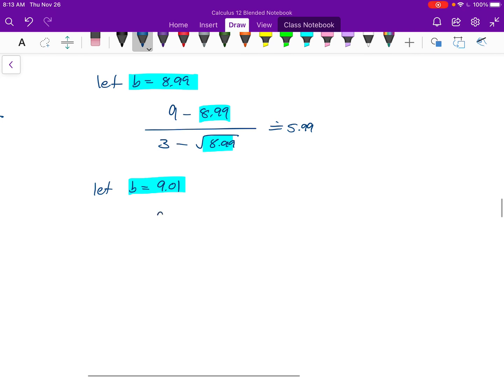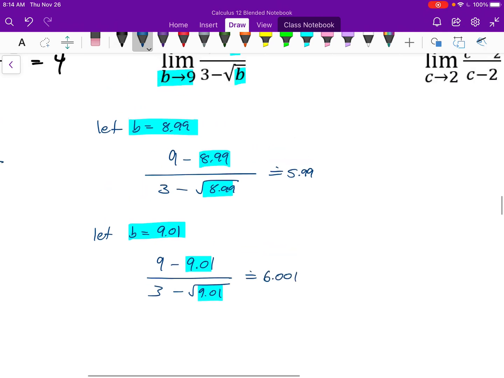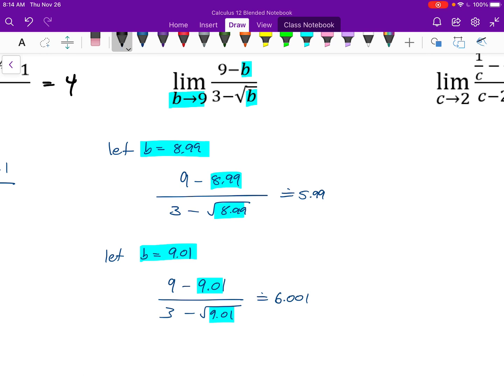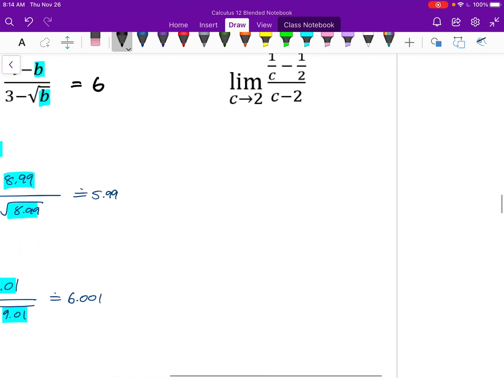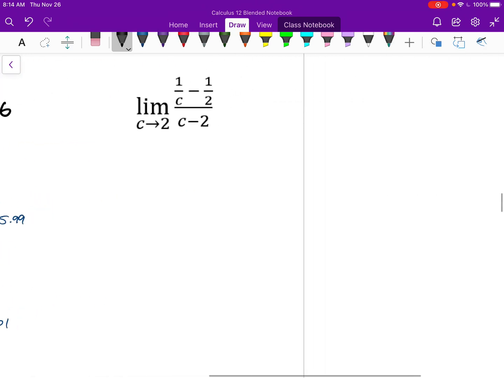And so I have 9 minus. Type that into your calculator, and I get just a little bit more than 6. So I feel pretty good then that this limit is probably 6. And so last one, and again, I would encourage you to try this on your own. Pick two numbers, one a little bit less than 2, one a little bit more than 2.